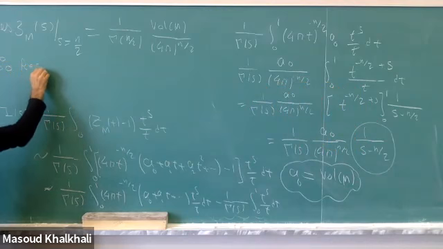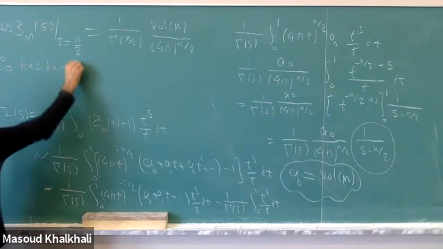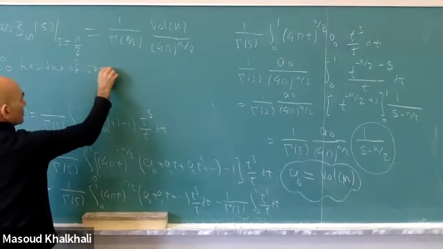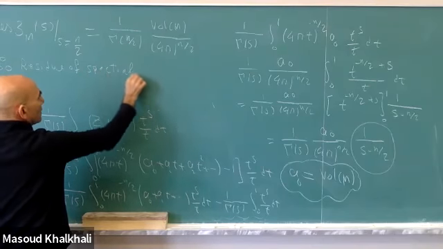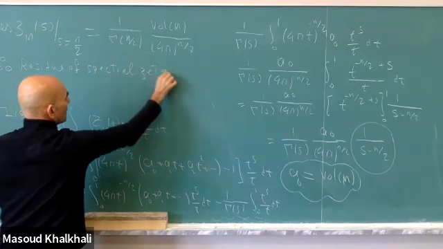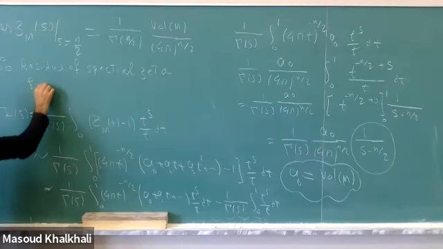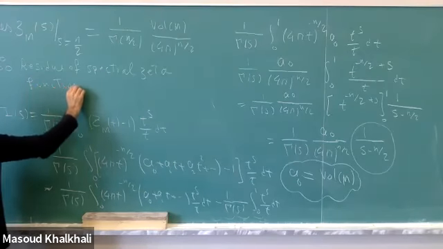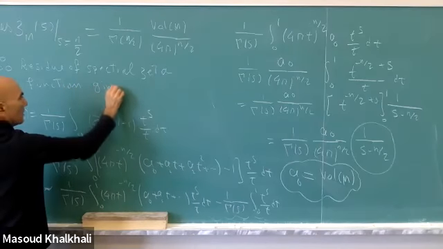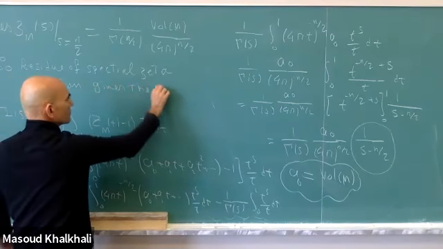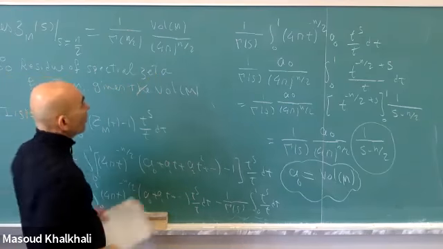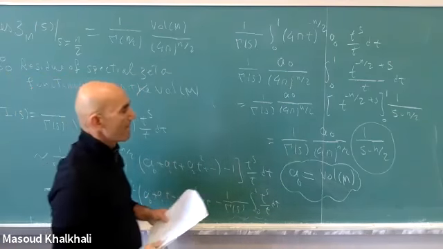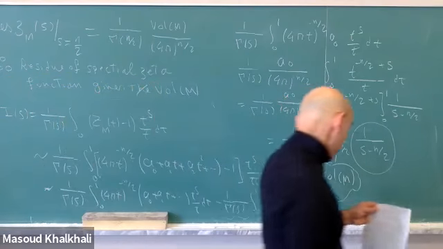So the residue of the spectral zeta function at the top pole gives the volume of the manifold. The residue of the spectral zeta function, up to some constant, is the volume. I mean, volume up to some scale.